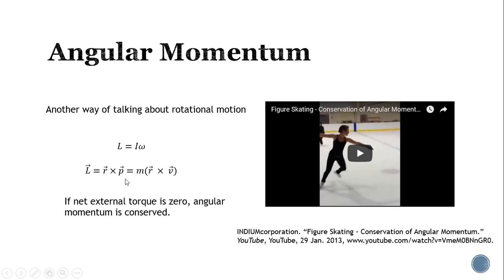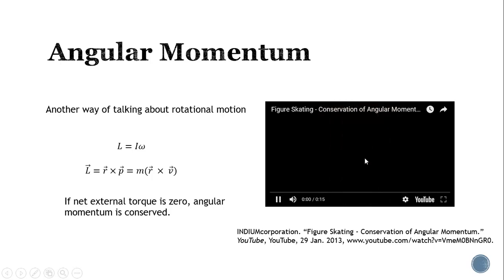If we think of p in terms of mv, we can actually pull the m out and call it m r cross v if we wanted to. The thing to point out about angular momentum is that if net external torque is zero, angular momentum is conserved. One of the best systems to look at conservation of angular momentum happens to be figure skating.